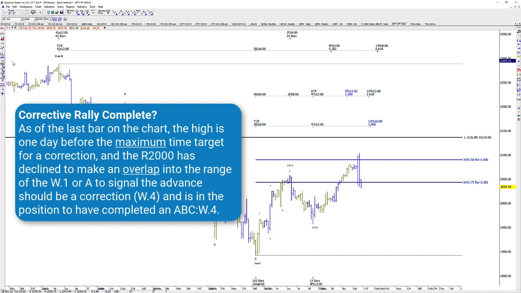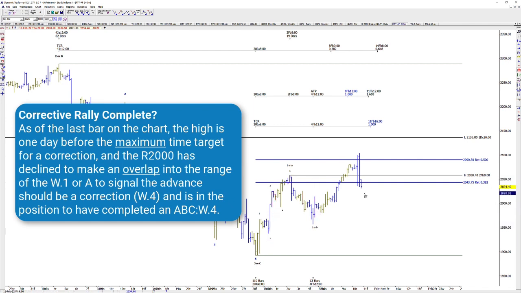Be aware of it. Be aware of the subtle pieces of information a market is giving you. So coming into just the day before the maximum time target to complete an ABC correction, this market, this is the Russell, spikes up a little bit above the 50% retracement, typically the maximum, it's in the typical zone for a retracement for a wave 4. And then it makes a sharp reversal and trades back down into an overlap of what I've got labeled the 1 or A.